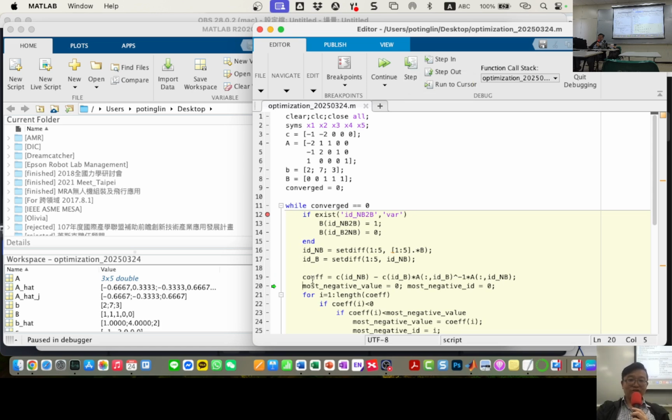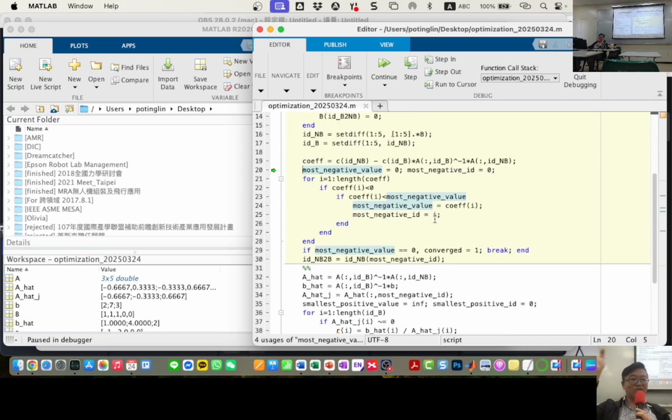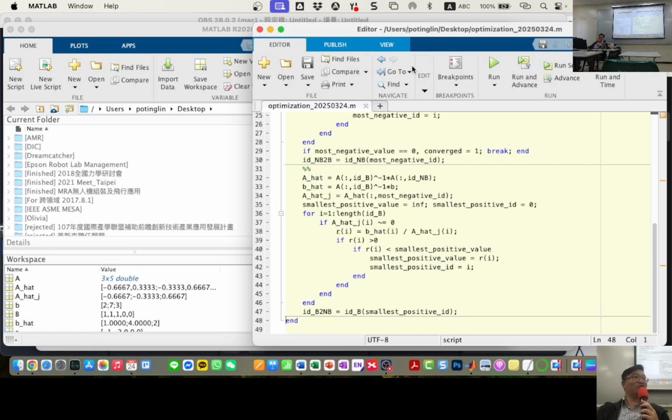Check on the coefficient. Coefficients are 1 and 2, just like the notes. So there's no most negative value. So for this check right here at the end, the most negative value remains 0. What does it mean? It means converge, break, outside, finished. So, but at the end, what is the solution?